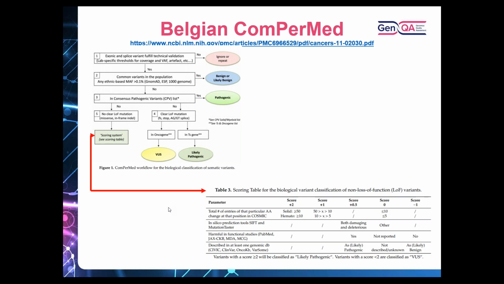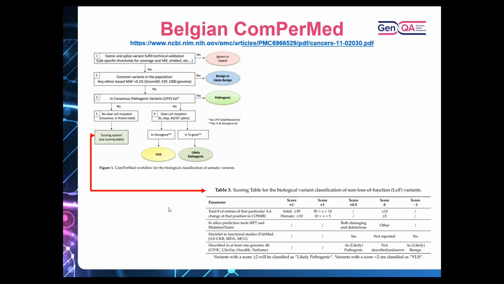So the first parameter of the scoring table is the total number of entries of the specific amino acid change in COSMIC. The second parameter relates to the in silico prediction tools SIFT and mutation taster, and determines if an amino acid substitution is deleterious to a protein function, mainly based on protein conservation with homologous sequences and the severity of the amino acid change. Parameter 3 entails whether the variant has been reported as tumorigenic in functional studies.